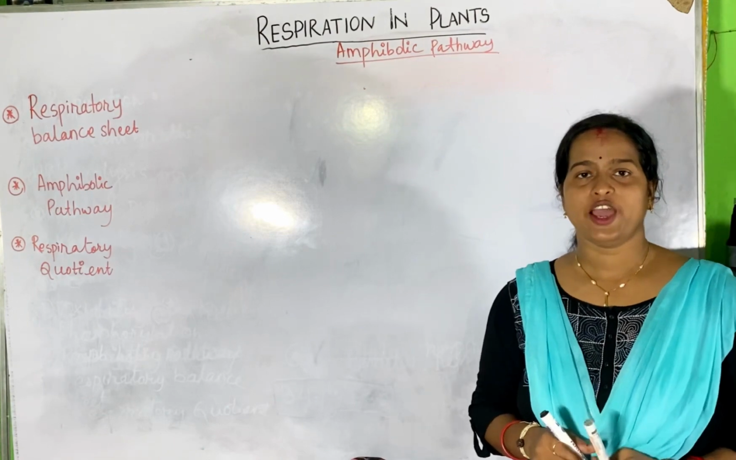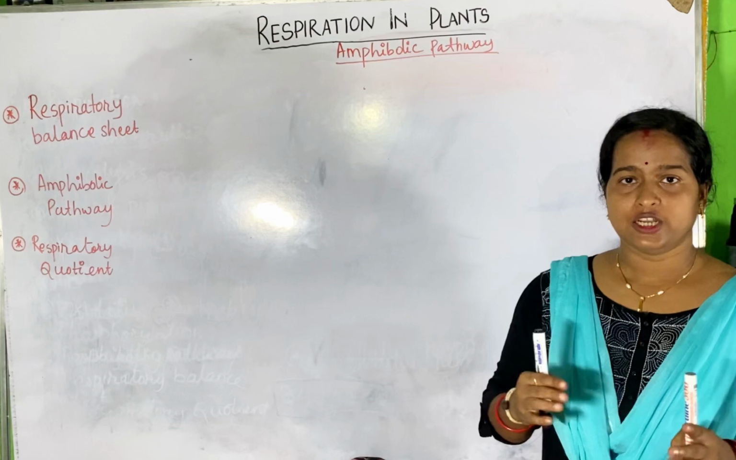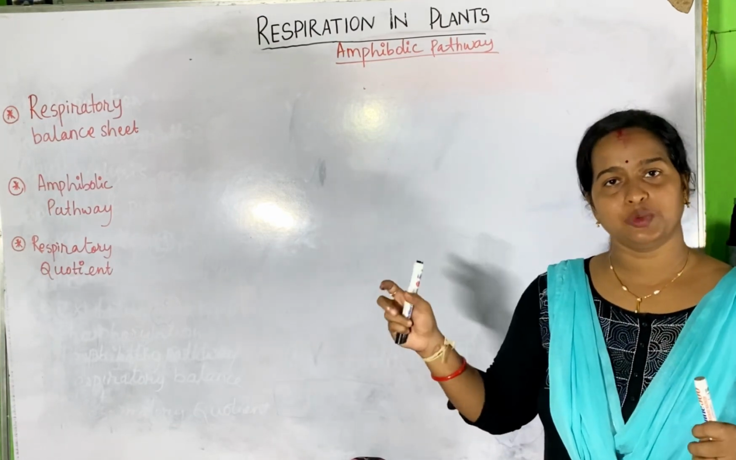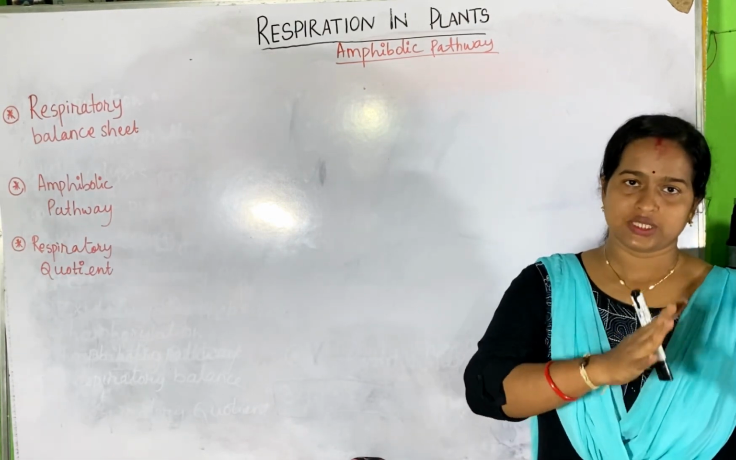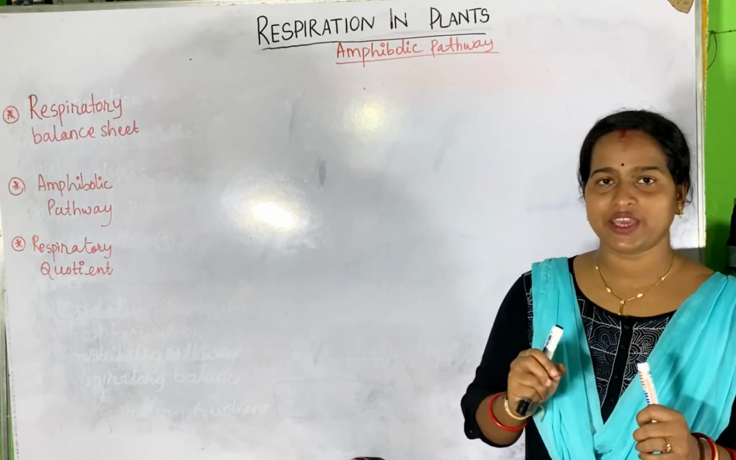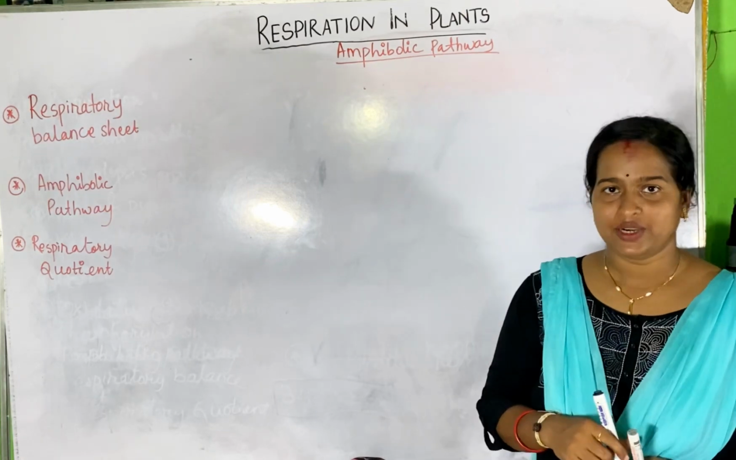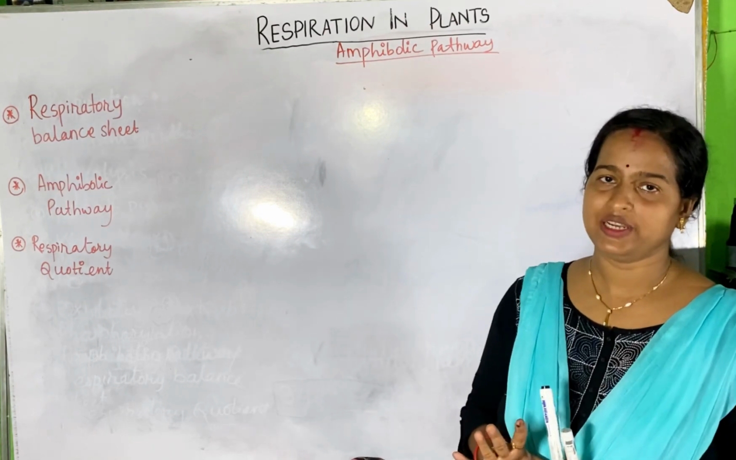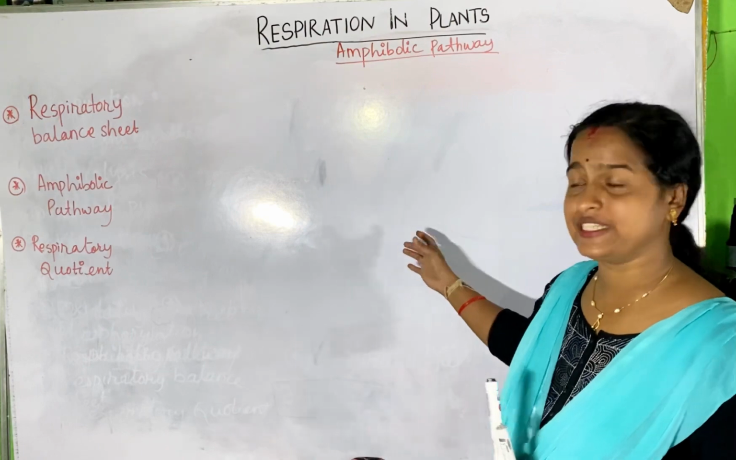Next concept is the amphibolic pathway. We have learned that the glucose molecule breaks down and carbon dioxide along with ATP are produced. In this process, a complex molecule breaks down into simpler ones, so you can call it a catabolic process. But respiration is not properly just a catabolic process. It can be an anabolic process and a catabolic process. How? We will discuss here.